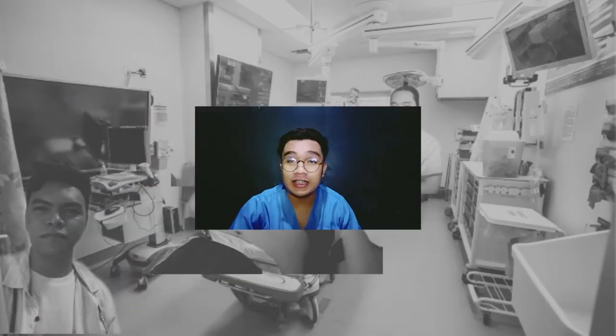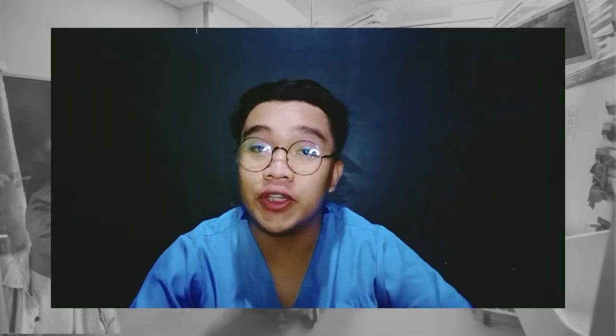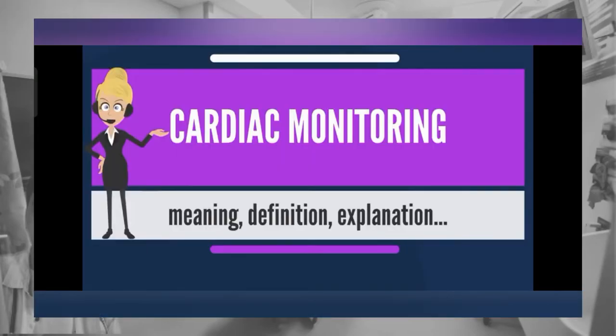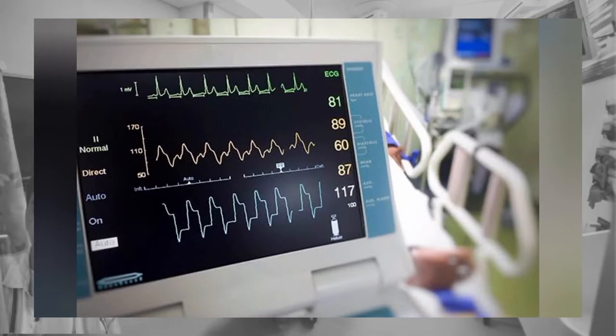Hello everyone, this is Jester and I'm going to introduce and explain to you how to use the cardiac monitor. What is a cardiac monitor? The cardiac monitor, by definition, is a device that shows the electrical and pressure waveforms of the cardiovascular system. It is used for measurement and treatment.